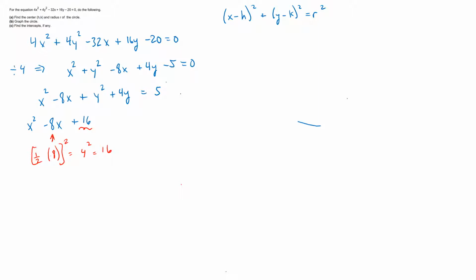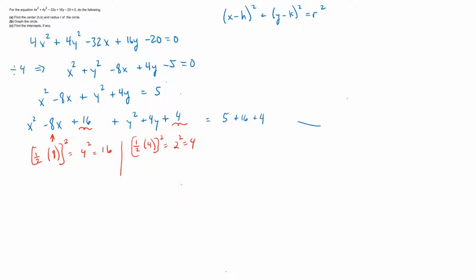16 goes right here. And then we have plus y squared plus 4y, and we have to figure out, once again, what number should go on for the y's. So we take half of the 4 and square that. Half of 4 is 2, and 2 squared is 4. So 4 gets added on here. And on the right side, of course, we have the 5. And whatever numbers I added to the left, the 16 and the 4, I have to add those to the right side as well.